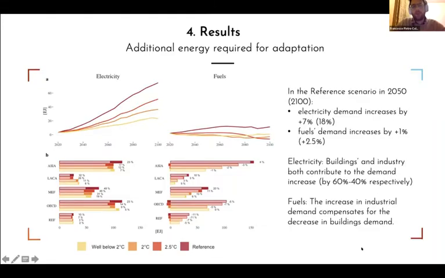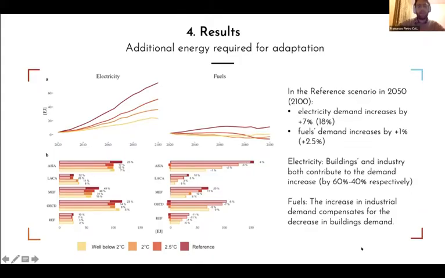As for the fuels, we have a counterbalancing effect. We have a decrease in building fuels demand, as is often found in the literature, because of lower heating needs. But we also track an increase in fuels demand from the industry for cooling purposes. So this counterbalances the two effects, and leads us to a roughly negligible overall impact at the global level. At the regional level, we also have remarkable differences.